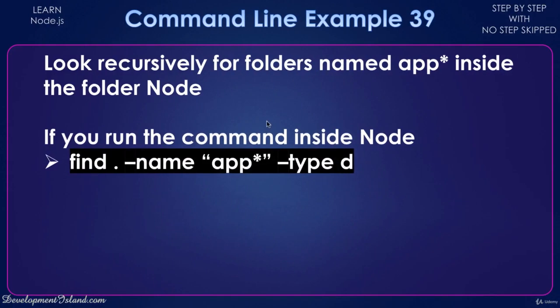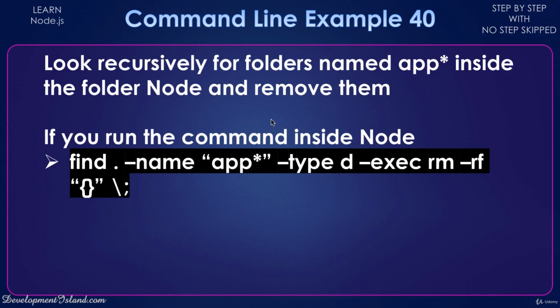So let's move to the next example. Now we want to look recursively for folders with a name matching a pattern. And then once we find those folders, we want to delete them. So to do this, you can add an option called exec. So following this option, you can run a command on the output of the previous command. So this means that whatever you find using this command, you run this command on it.